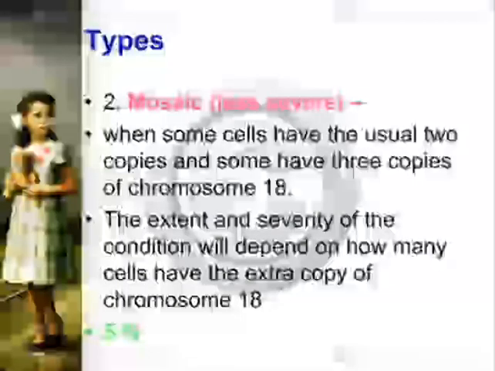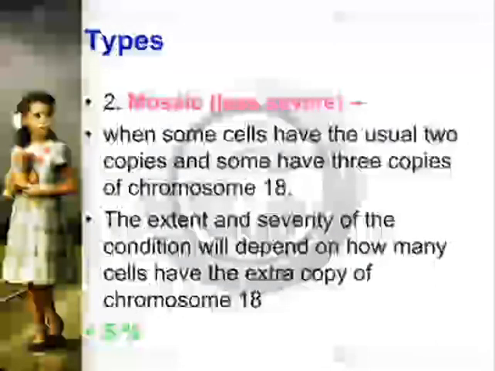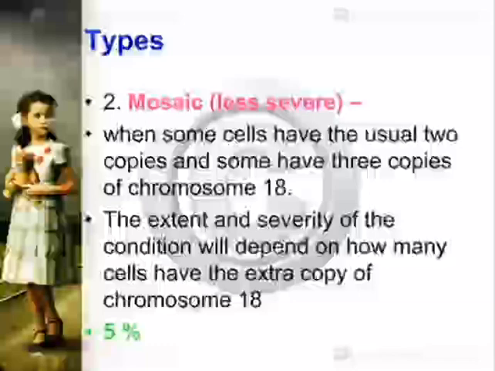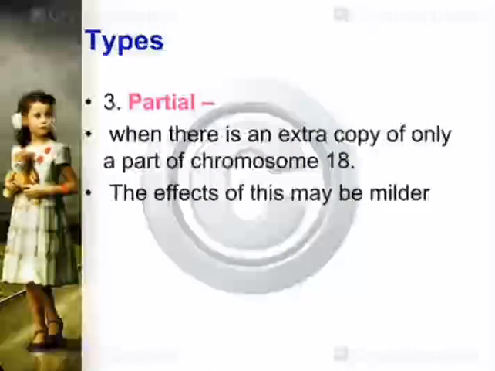Type 2, mosaic, is less severe, when some cells have the usual 2 copies and some have 3 copies of chromosome 18. The extent and severity of the condition depend on how many cells have the extra copy of chromosome 18. The percentage is nearly 5. Partial, when there is an extra copy of only a part of chromosome 18. The effects of this may be milder.